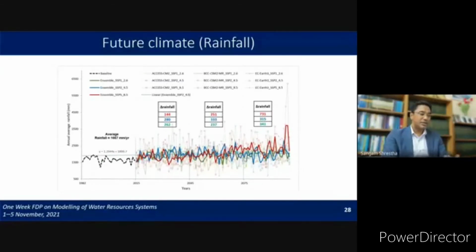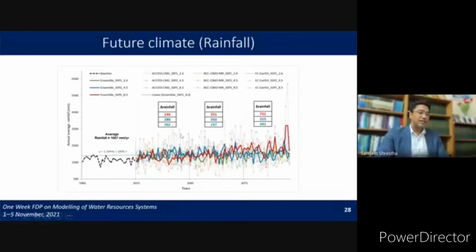This slide shows the results of how the rainfall will be changing in the future because of climate change. Again here, the x-axis is the time period and the y-axis is the annual average rainfall. This dotted line is the baseline, or historical observed rainfall. And after this, the bold colored lines are the ensemble of these 3 GCMs.